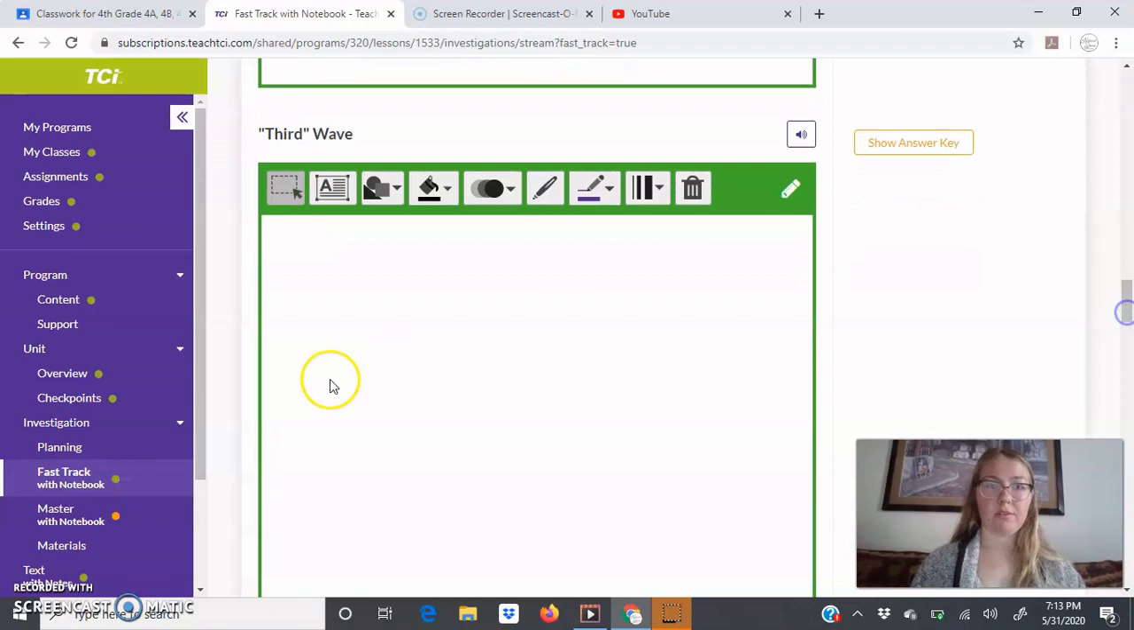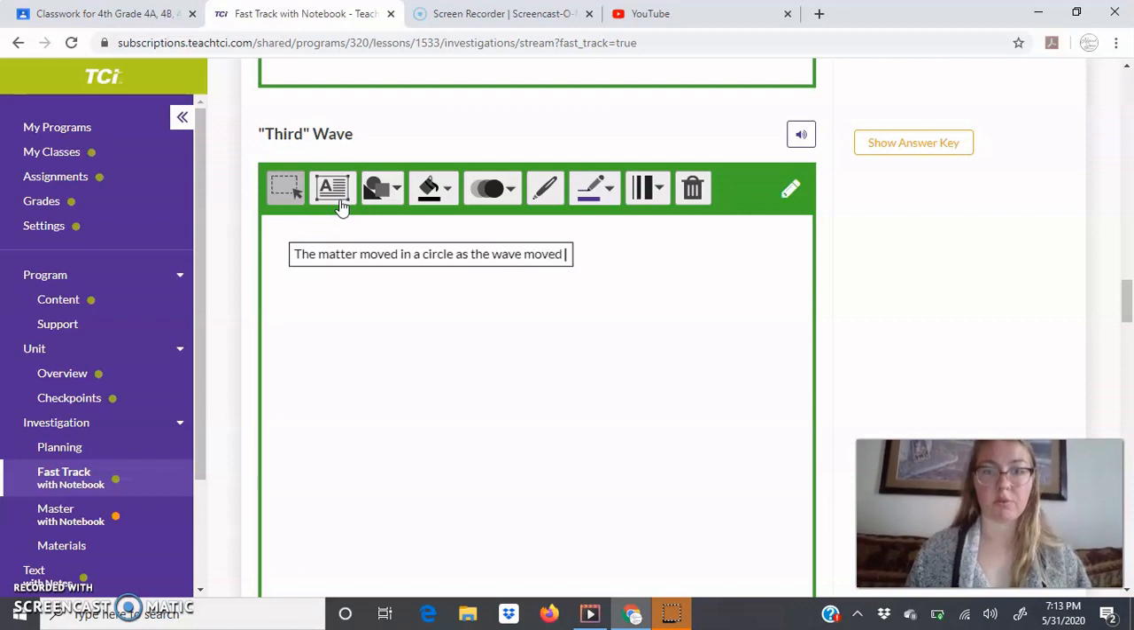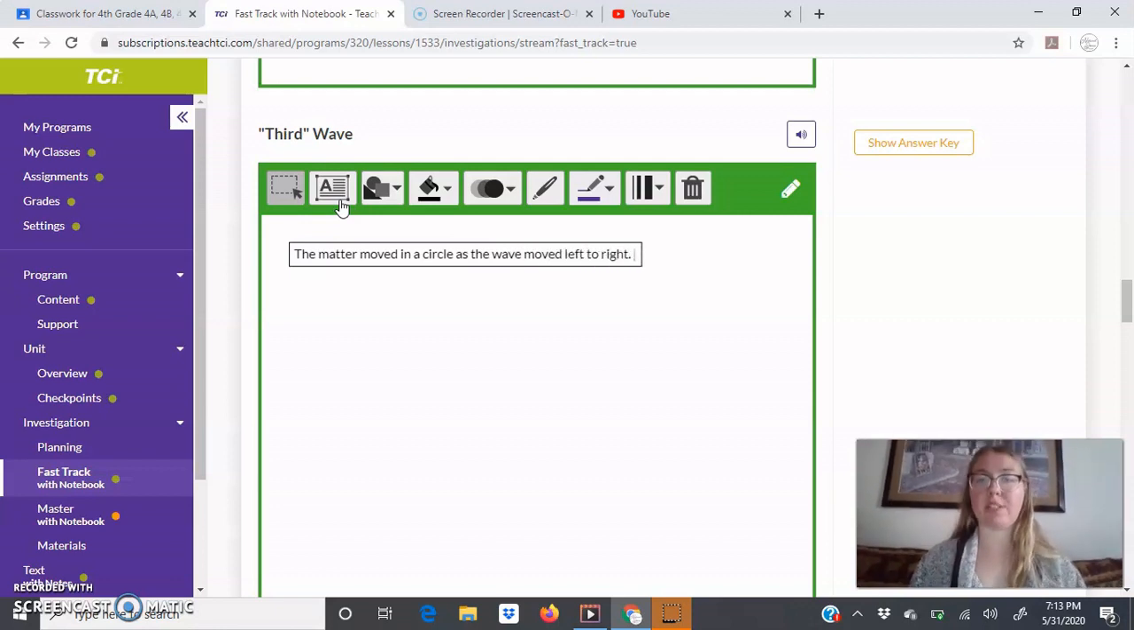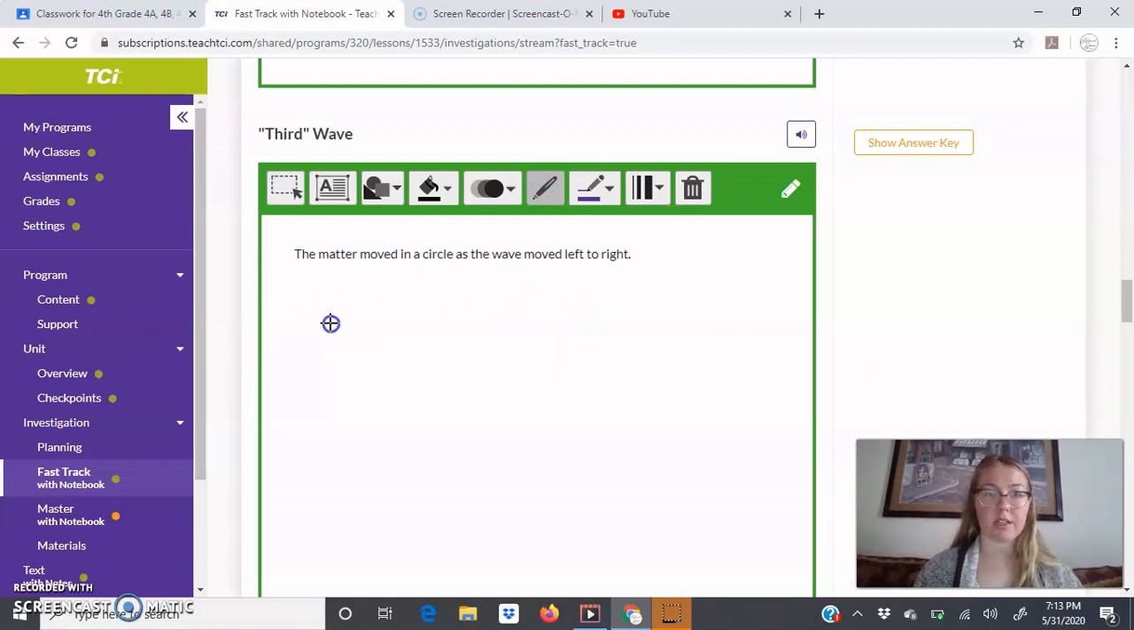And then our third wave, the matter moved in a circle as the wave moved left to right. So that was where we saw that one person, that first boy, he would move himself like this, and then he'd bring it up, and then the next person would move almost in a circle also. But then they would push each other.